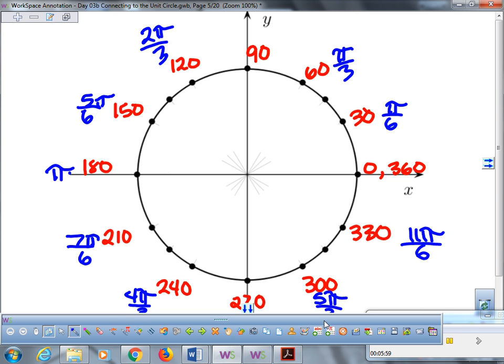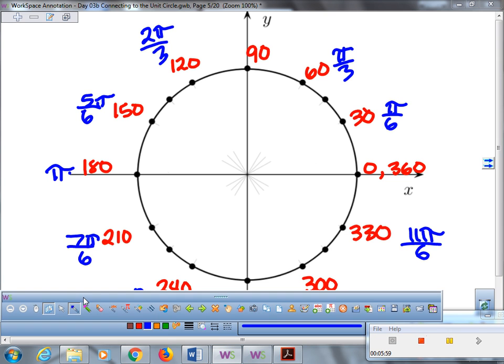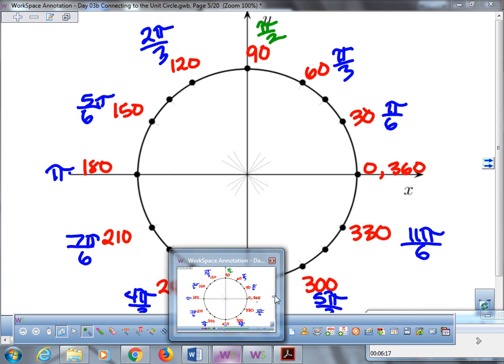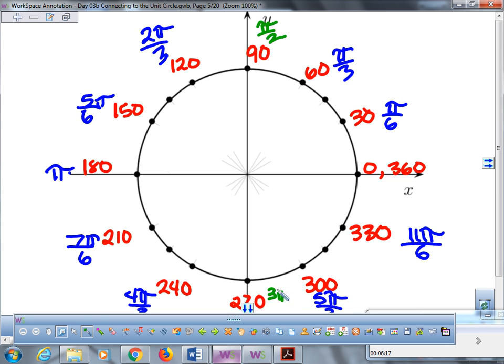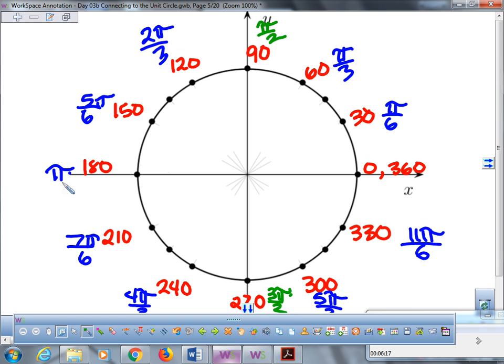Everybody's filled out now, right? Oh, pi over 2. I should have done this in green. Pi over 2. 3 pi over 2. And this one, we'll make this one in red too.